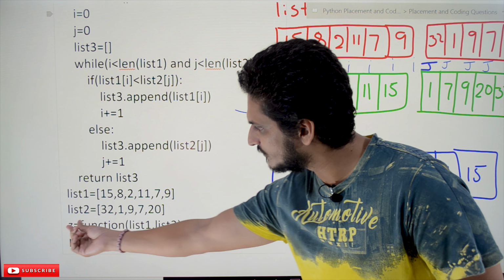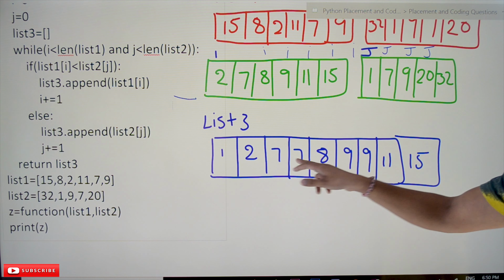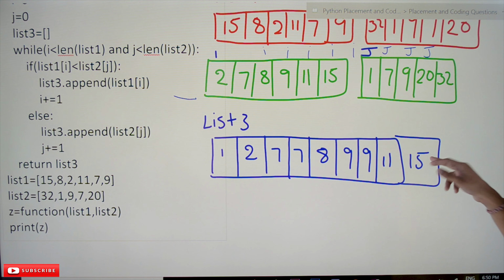This list is caught by variable z, and they are displaying print z. So what are the values that are present in the third list? 1, 2, 7, 7, 8, 9, 9, 11, 15.